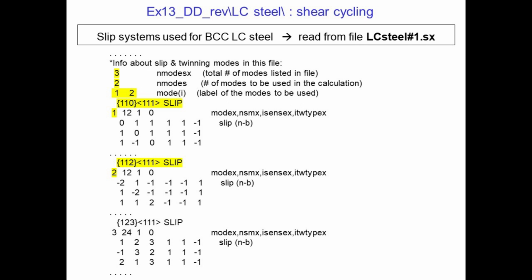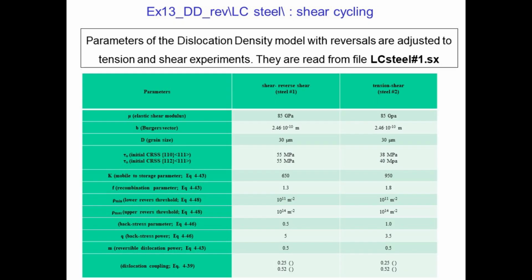So they are listed in the single crystal file. There are three modes. We are going to use two, which are modes 1 and 2. One is the {110}<111> slip. The other is the {112}<111> slip. The {123}<111> slip doesn't make a lot of difference, so I didn't include that one. You are welcome to deform the material with the three modes, and you will be including that one. This is the second part of the single crystal file.